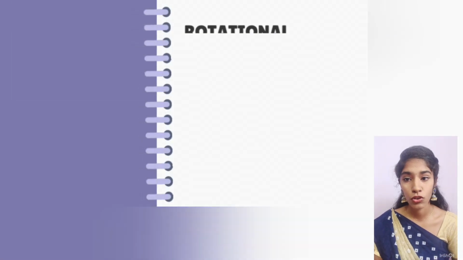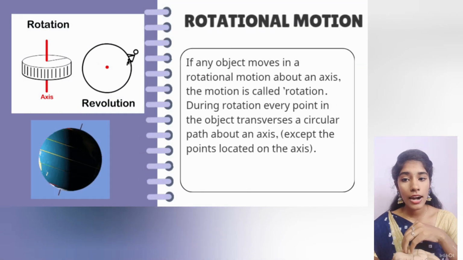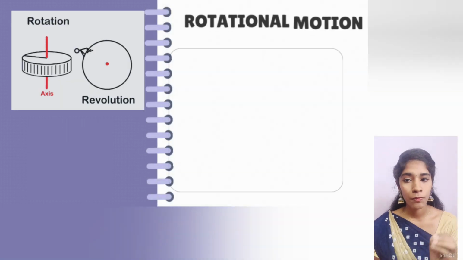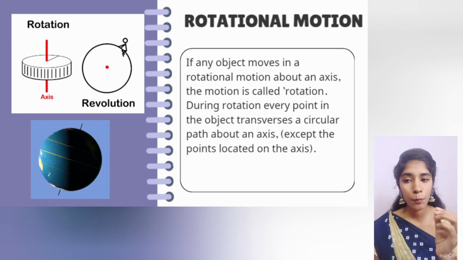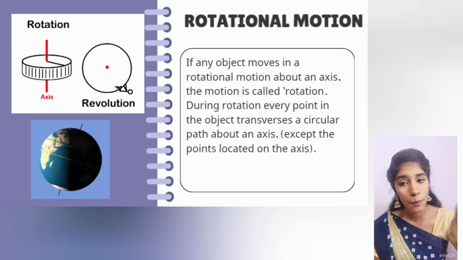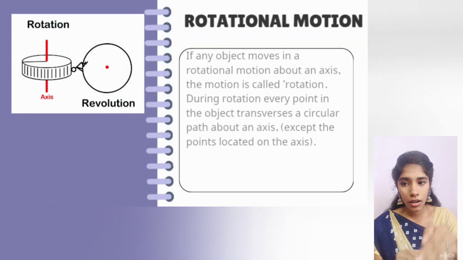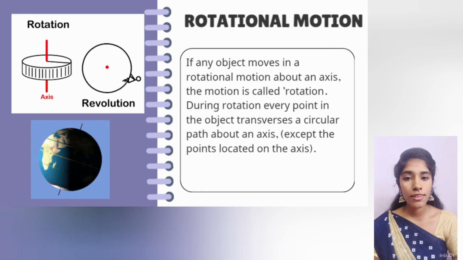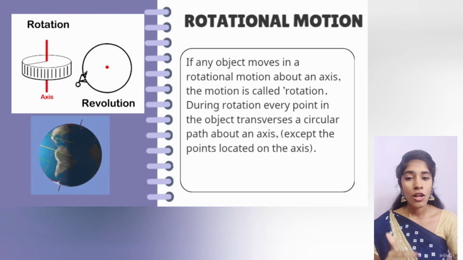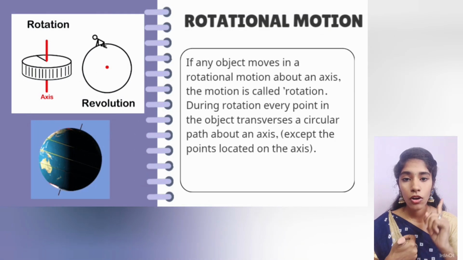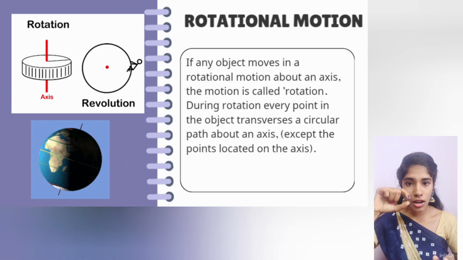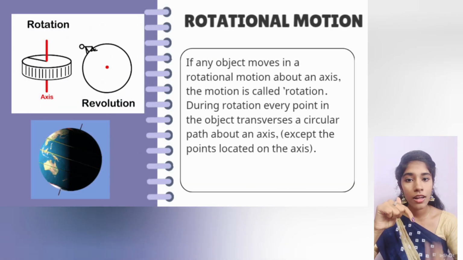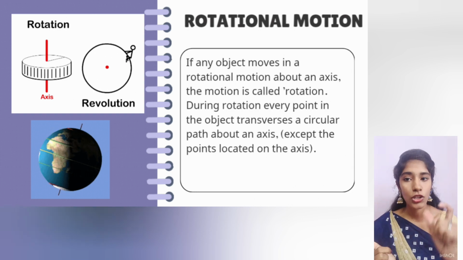Next is rotational motion. If an object is in motion about an axis, the motion is called rotation. During the rotation, every point in the object traverses a circular path about an axis. An example for this is the rotation of the earth about its axis. You can call a fan an example also. The fan's axis position is fixed, but the wings are rotating. So about a fixed point, the wings are rotating, and this is called rotational motion.